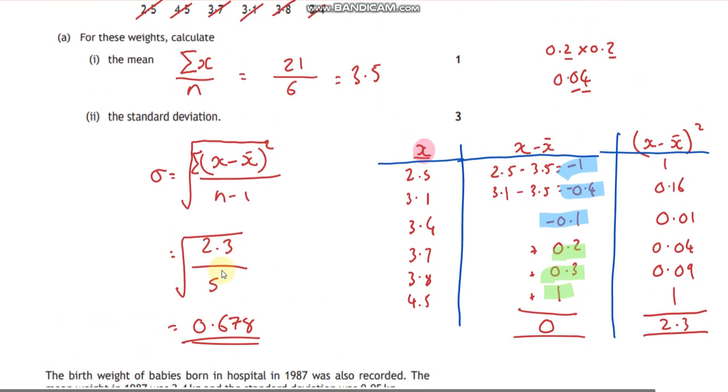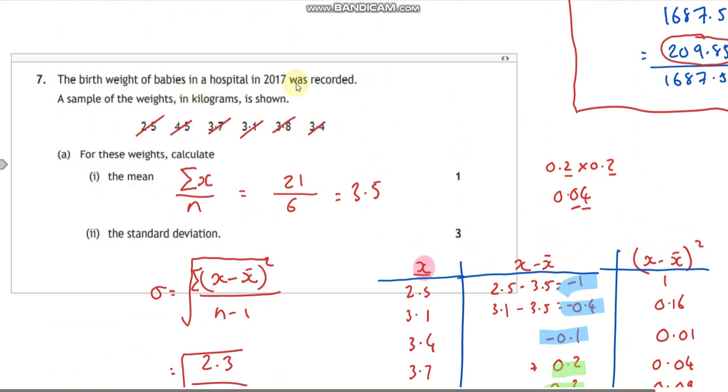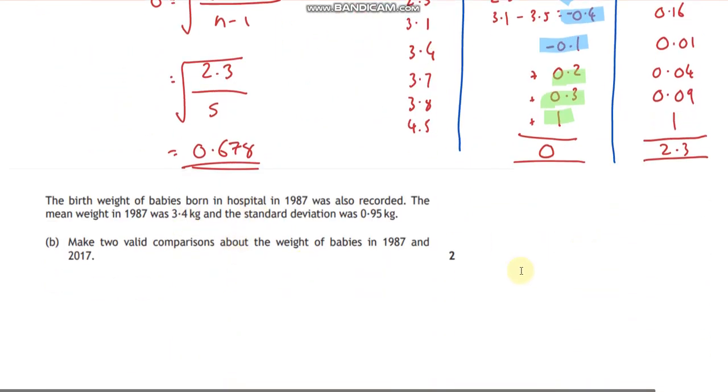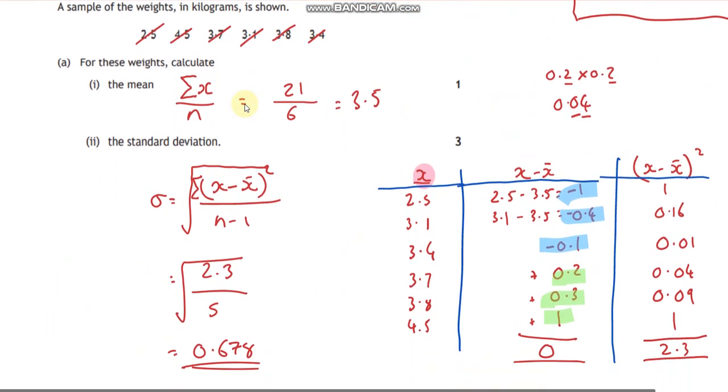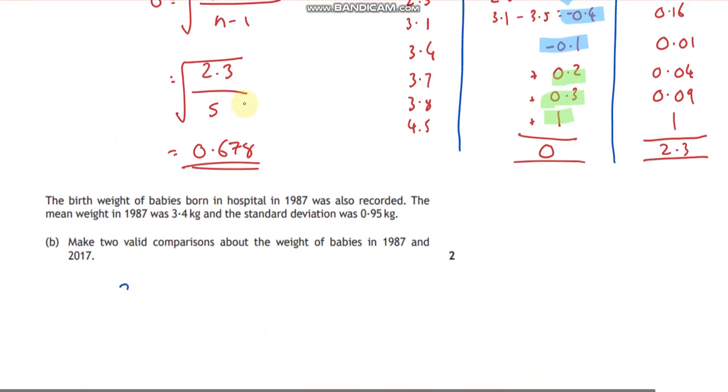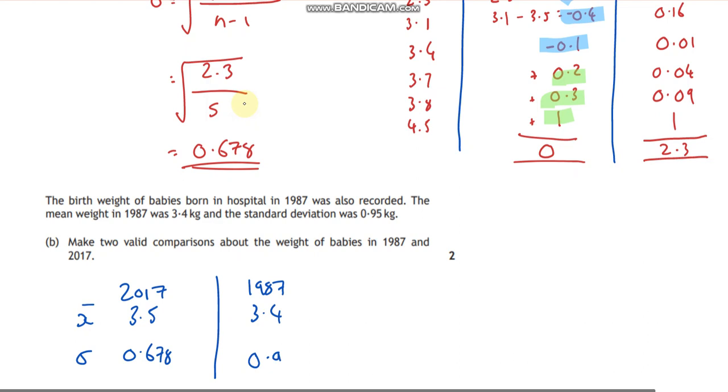Okay, so that's us worked out the standard deviation for the birth of baby weights in 2017. I'm just going to write that down. 2017. So you get the x bar and you've got the standard deviation. Now the mean we said was 3.5, and the standard deviation was 0.678. So what I would do is write that next to the 1987 value. So the mean weight was 3.4 and the standard deviation was 0.95.